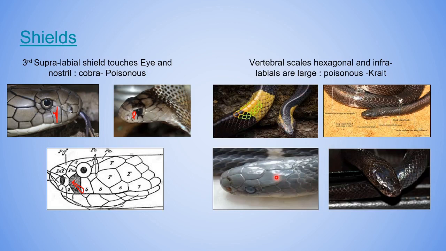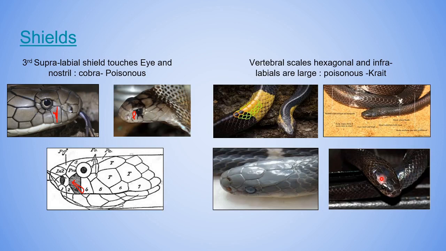Another feature of crate is this one, as we said earlier, the infralabials. The infralabials here are very large. These are the two infralabials which are very large. Here also you can see the two large infralabials. If this is present, this also confirms it to be a crate. So this is the key by which you can identify a poisonous or a non-poisonous snake.